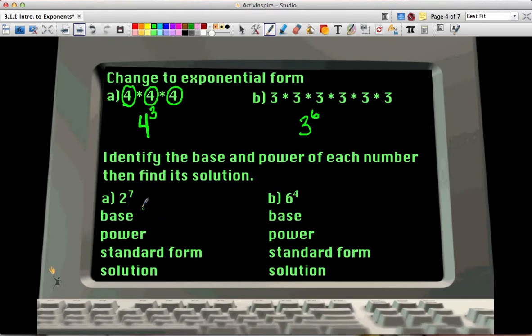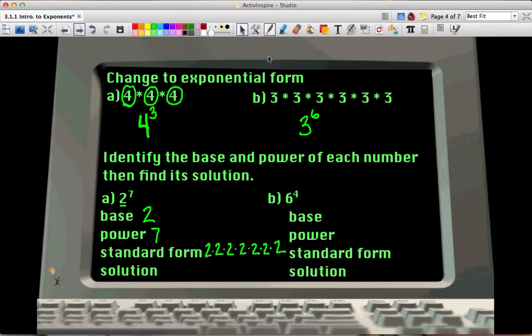So in this case, the base, what's being multiplied, is 2. The power is 7. So to write that in standard form, I have to take 2 and multiply it by 2 7 times. So I'll have 2 times 2 times 2 times 2 times 2 times 2, 1, 2, 3, 4, 5, 6 times 2. Okay, I apologize, we ran out of a little bit of space there. So now the solution is actually doing this math.